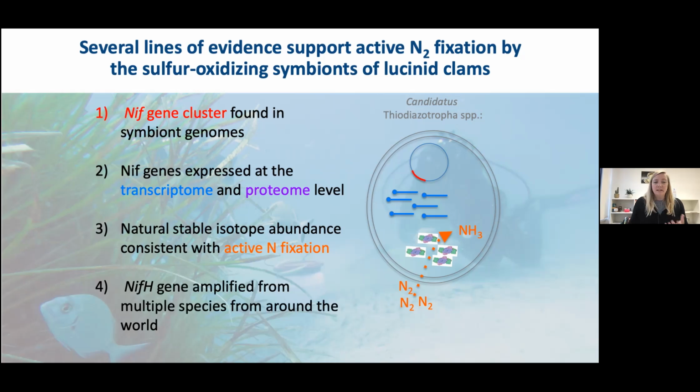We also found, I didn't mention, this is a very diverse family of bivalves. There are probably 500 species of leucinid clams alive in our oceans today. There are many more fossilized species that we know very little about. And we looked at the symbionts of many different species from around the world, and found that this NIF-H gene was very common in leucinid symbionts. And so nitrogen fixation seems to be quite widespread in leucinid symbioses.